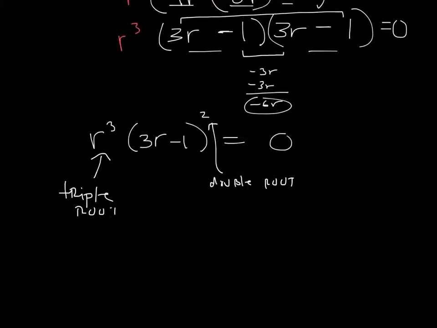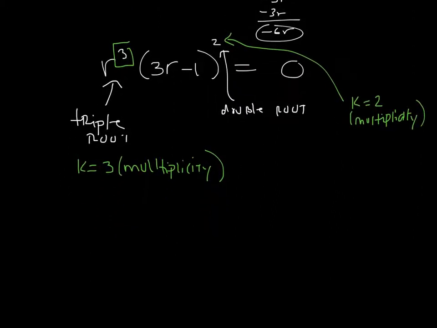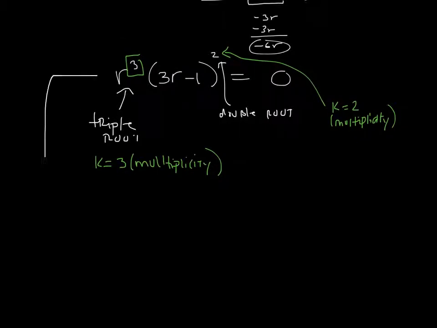So here, maybe let's write our multiplicity. I think I want to use green, I'm not sure, but my k is 3. Multiplicity. And this guy, that's going to be a different multiplicity, right? k is going to be 2. Multiplicity.